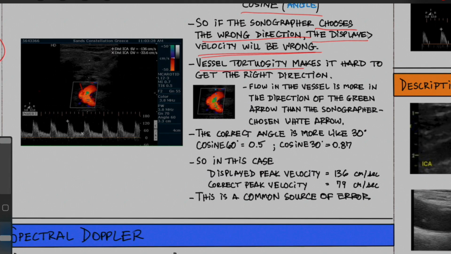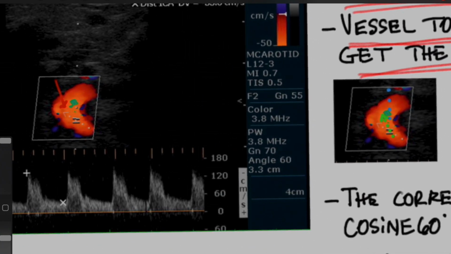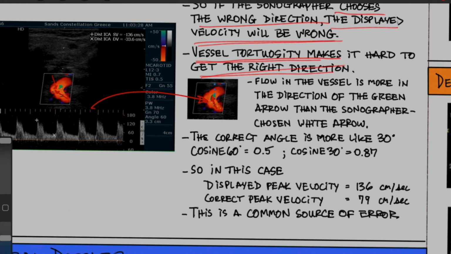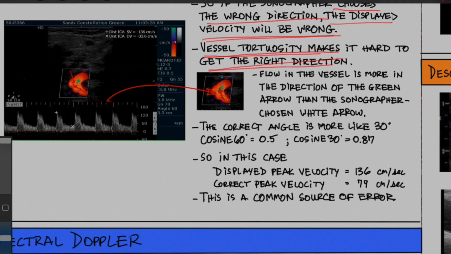So vessel tortuosity, twisty vessels, curvy vessels, make it hard to get the right direction. So flow in this vessel here was marked like this, but maybe it was more like this over here. Maybe it was more like that at that point. That's a big difference in angle. And so in this example, if the correct angle is more like 30 degrees, not 60, you're looking at a substantial difference. The cosine of 30 degrees is 0.87, cosine of 60 is 0.5, so that's a big difference.